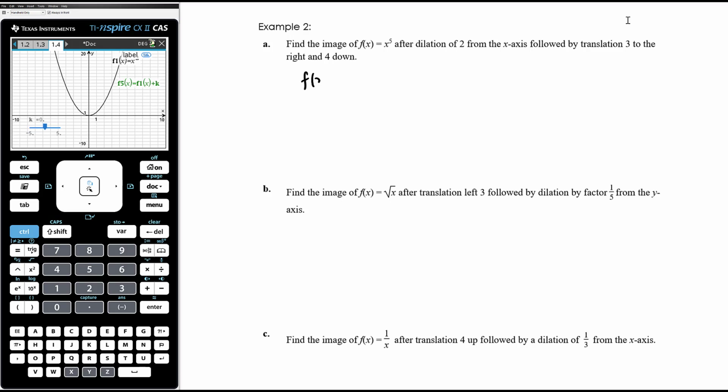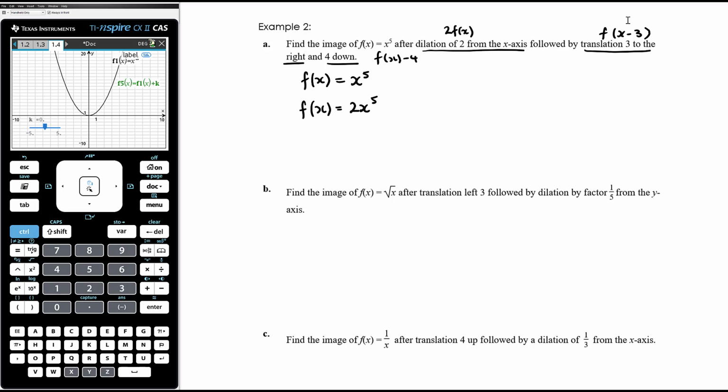So if f of x is x to the power of 5, the first thing we do is to dilate by 2 from the x-axis. So that's going to mean f of x equals 2 times x to the power of 5. Then we translate 3 to the right, so that means replacing the x. So remember, dilation by 2 from the x-axis is 2 times f of x. Translation 3 to the right is f of x minus 3, and 4 down is f of x minus 4.